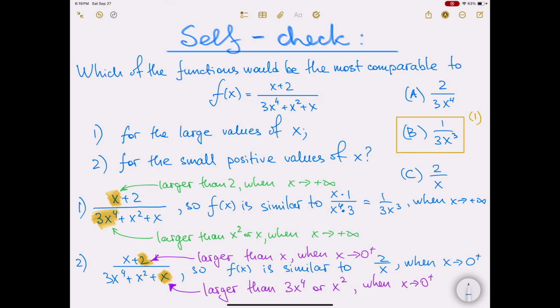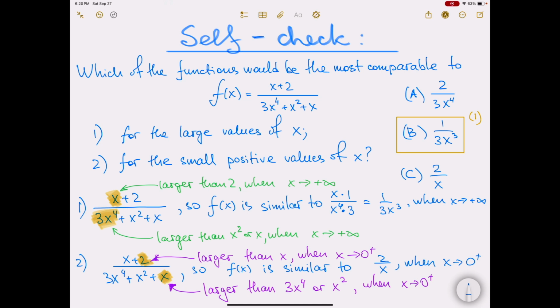Let's take a look at the numerator. If x is almost 0, the numerator would be slightly above 2. Therefore, 2 is the leading term in the numerator when x approaches 0. In the denominator we have 3x to the fourth plus x squared plus x, and each of the three terms goes to 0 as x approaches 0 from above. However, x to the fourth goes to 0 much faster and becomes negligibly small very quickly. Therefore, in the denominator, out of the three terms, x is the leading term for the small values of x.